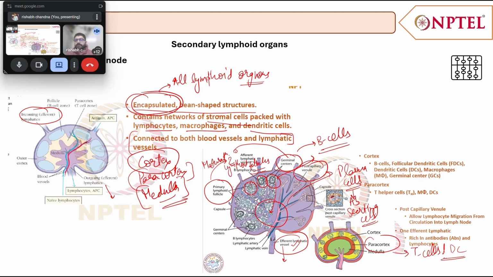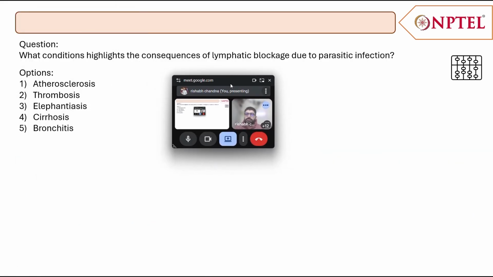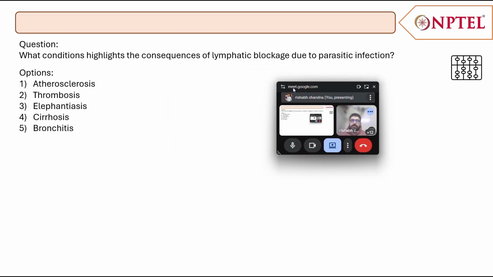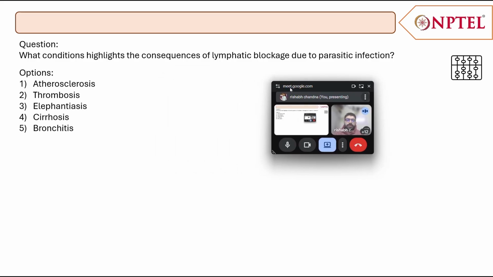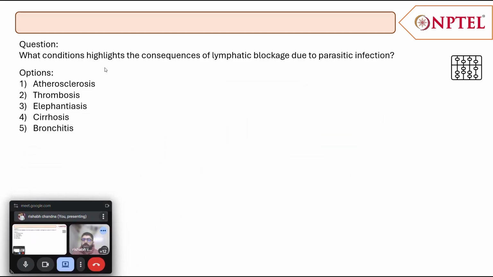Okay, if you do not have any doubts, let's move forward. Now we are moving on to the different questions. So this is the first question. Which condition highlights the consequences of lymphatic blockage due to a parasitic infection? So what can be the correct answer?